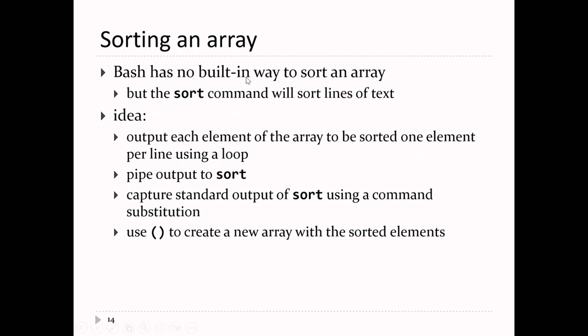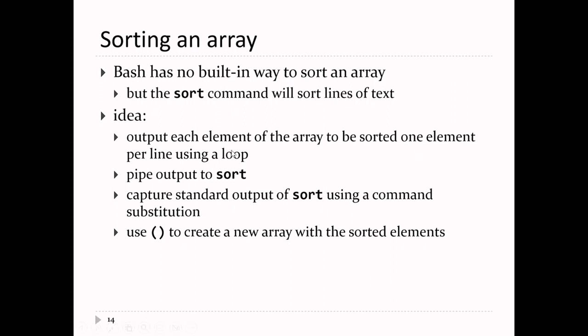Bash has no built-in way to sort an array. You know that there's a sort command, but the sort command sorts lines of text. You have a bunch of different lines of text, and sort will resort them so that the lines are in sorted order. So you might be able to use that sort command to implement your own sorting algorithm in Bash. So you can sort of do it. It's not perfect, but it sort of works. It works for text anyway. It doesn't work if you have numeric values. If you have numeric values, you have to write your own sorting algorithm.